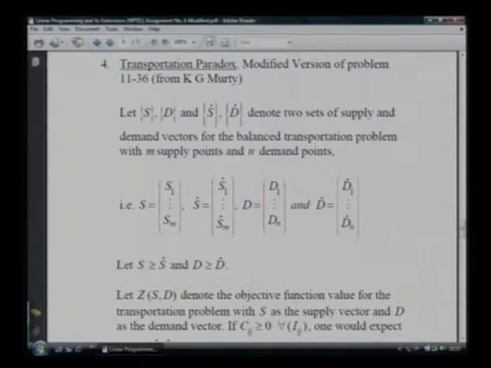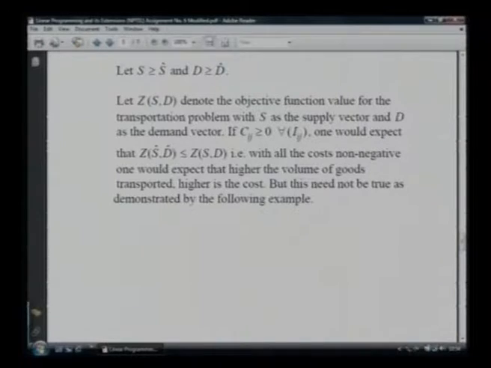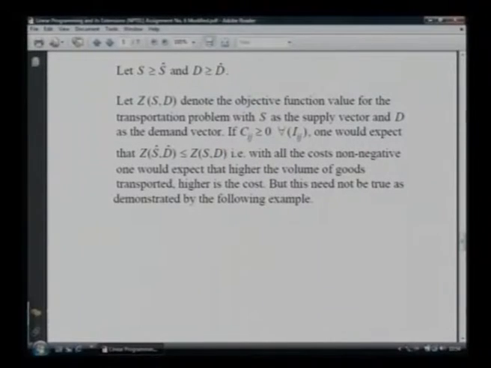So now I am defining ZSD as the objective function value for the transportation problem. So the costs remain the same, right, with S as the supply vector and D as the demand vector. If Cij's are all non-negative, then one would expect, since the volume of traffic for S comma D is more than S hat D hat, that the objective function value for S comma D, that means ZSD, will be greater than ZS hat D hat. But actually this is not what is happening.